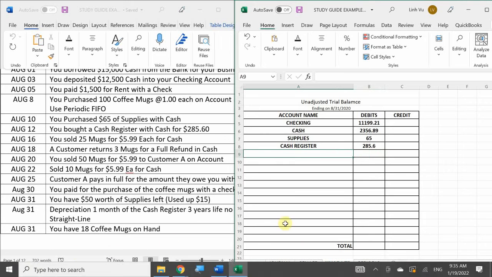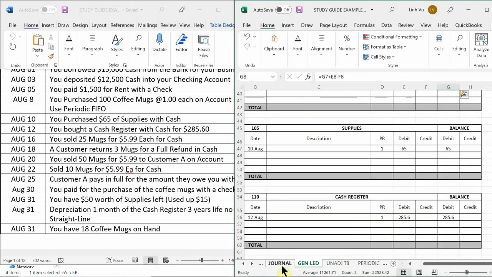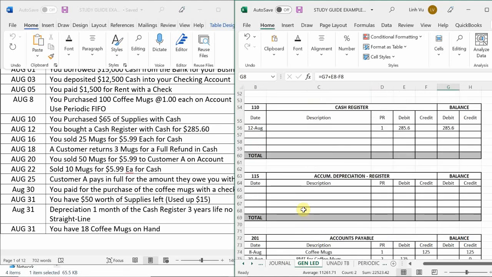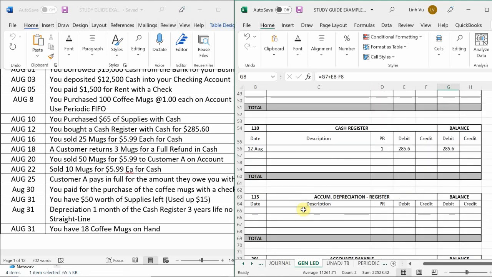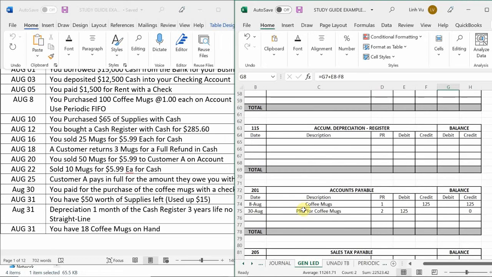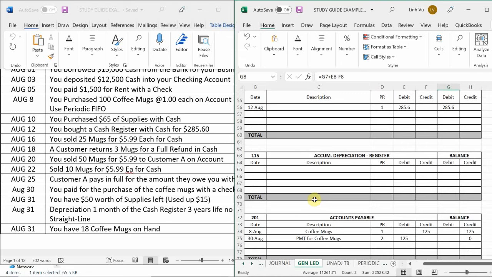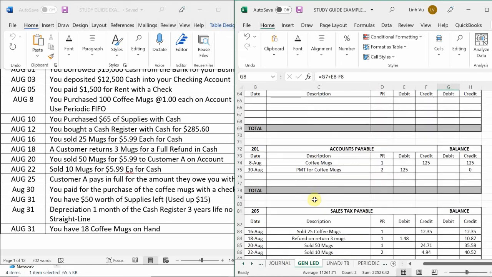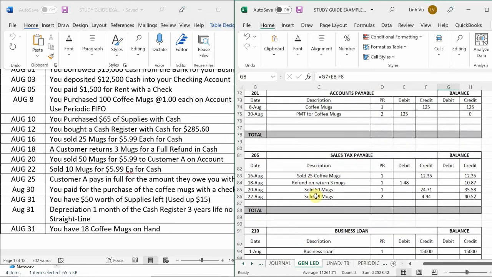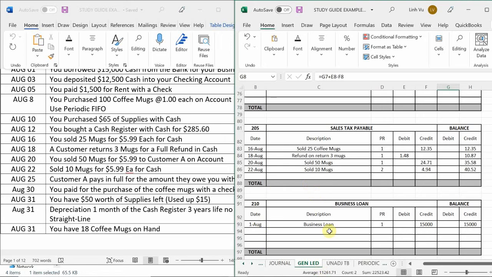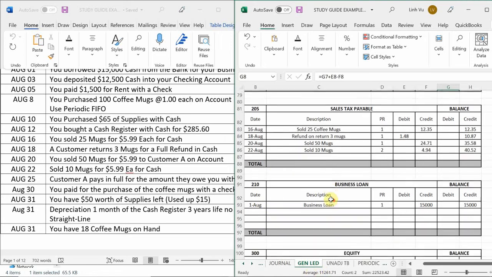Then we have the next account, accounts payable. Nothing there. Wait, hold on. That's accumulated depreciation for that one. Next is accounts payable. There's no account balance, so you don't need to add that in there. Next, we have sales tax.